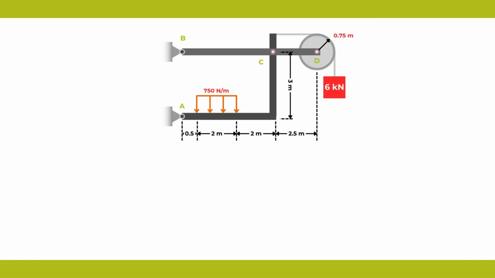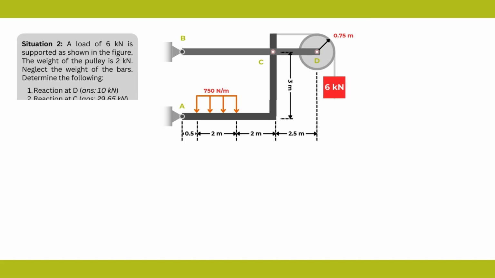In this episode, a load of 6 kilonewtons is supported as shown in the figure, and the weight of the pulley is 2 kilonewtons. Upon solving, we are to neglect the weight of the bars, and with that, we are to determine the following: the reaction at B, reaction at C, and the angle of reaction C with the horizontal.